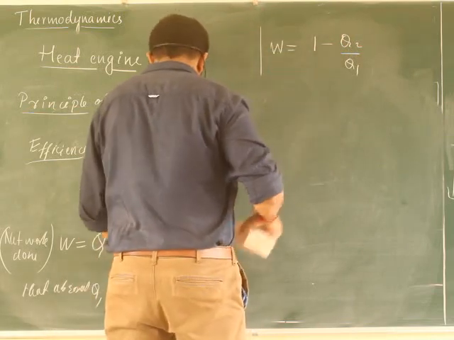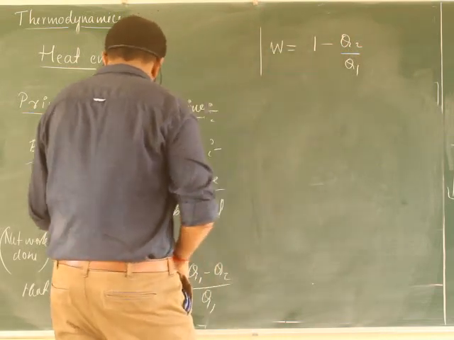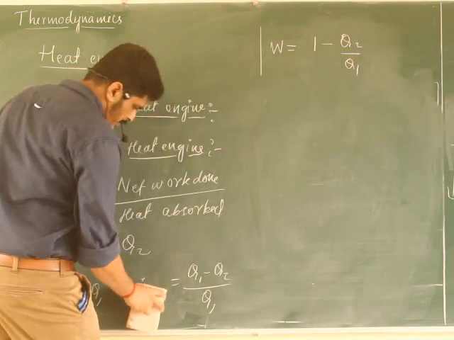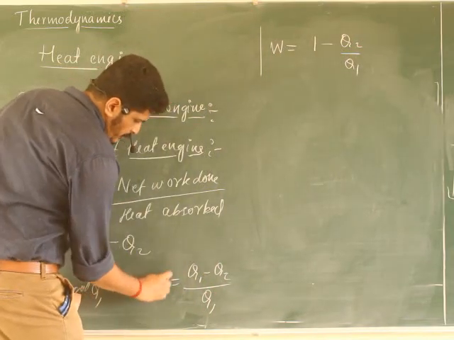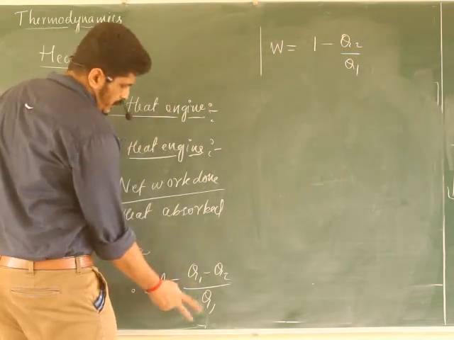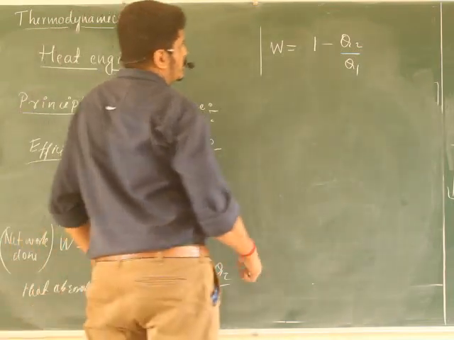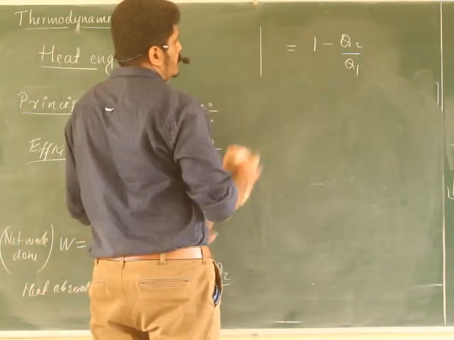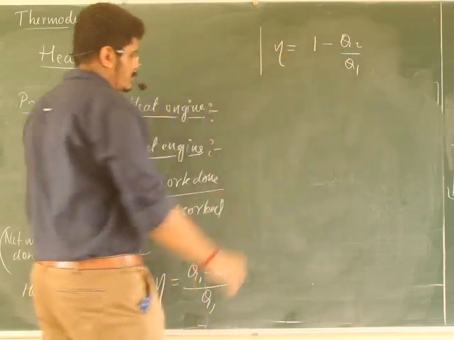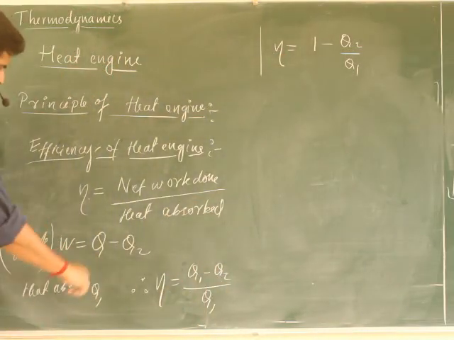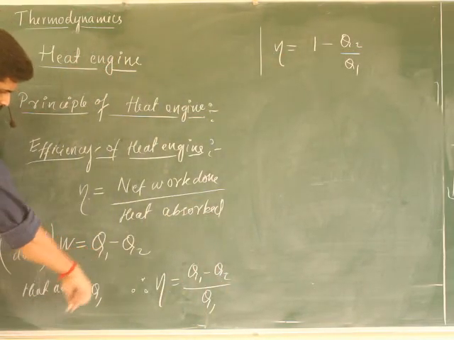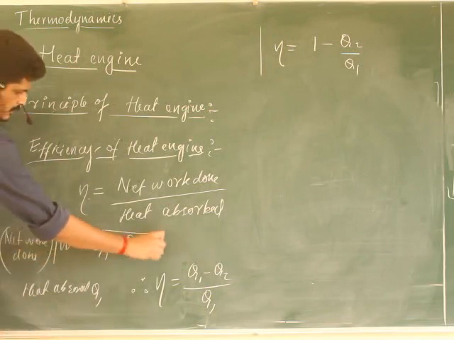So, what is this actually? It is efficiency. Here I had written work done, but because I have taken the ratio, this is not work done. This is efficiency. Work done is just Q1 minus Q2.